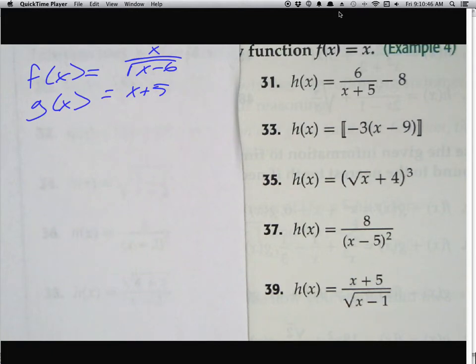If I put x plus 5 in the top, it gives me x plus 5. When I put it in the bottom, I get x plus 5 minus 6, and 5 minus 6 gives me the negative 1. So I do end up with that. There's one more I can do. Does anybody see the other one?